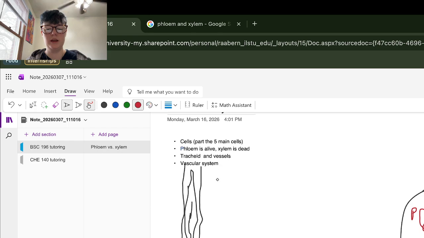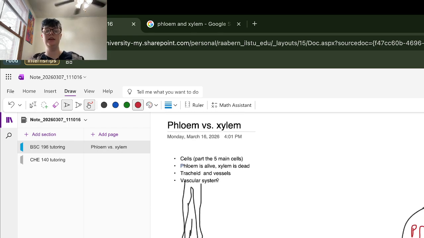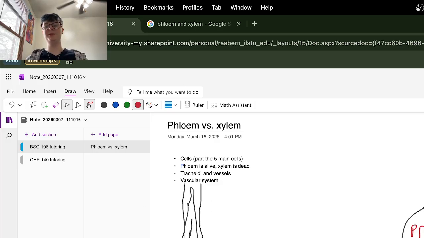And I believe that's honestly everything you guys need to know. Again, just to repeat, phloem is for nutrients up and down. Xylem, however, is just up, and it's for water and minerals. I would like to emphasize the and minerals part because a lot of people seem to forget that it is water and minerals. So I hope this was helpful.